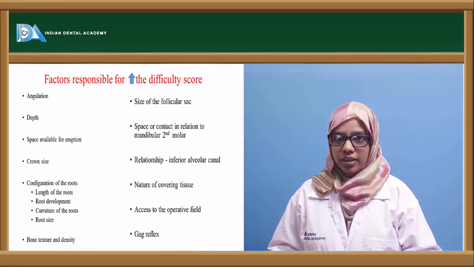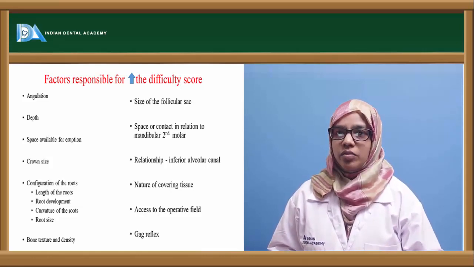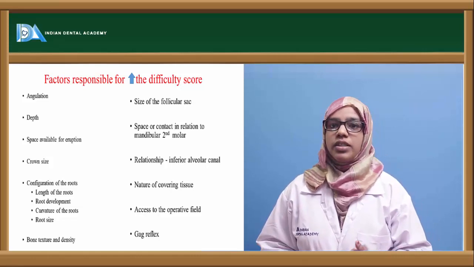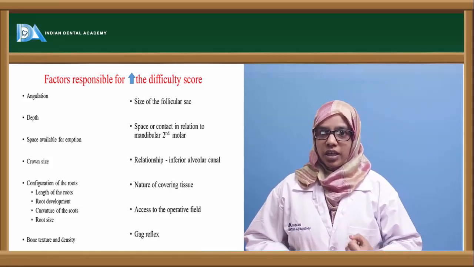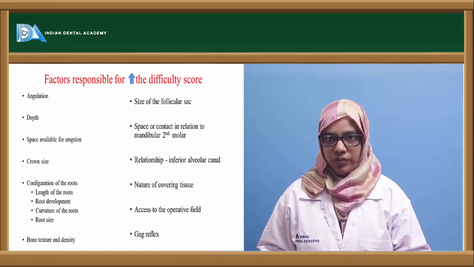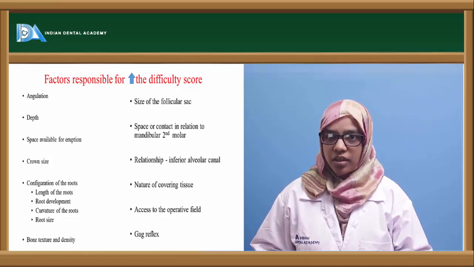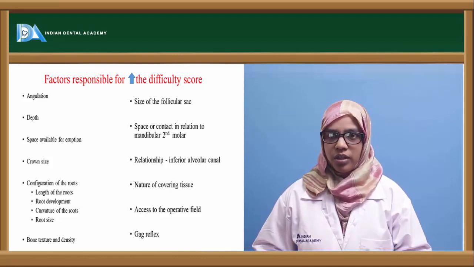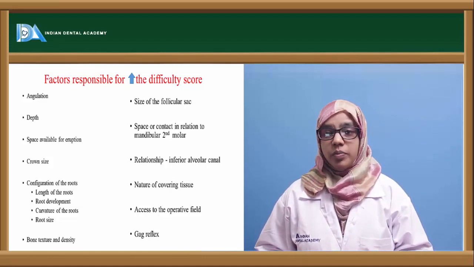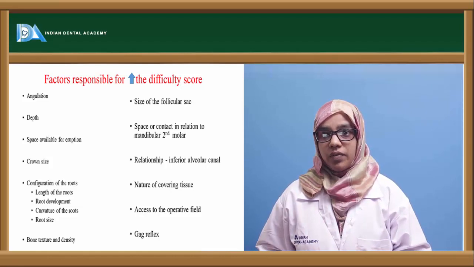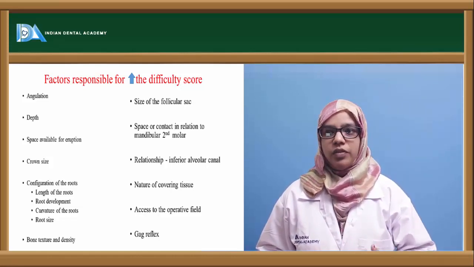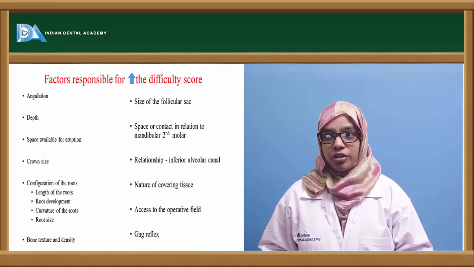Now let's just take a look at the factors that are responsible to increase the difficulty of the third molar extraction. One is the angulation. The more is the angulation, the more difficult is the surgical removal of the impacted third molar. The depth, the deeper it is seated inside, more amount of bone you have to drill. You're making the mandible weak and the deeper difficult is the extraction. The space available for eruption, lesser the space available, you need to remove more bone, difficult. Crown size, bulbous crowns are difficult to remove. Root configuration is very important.